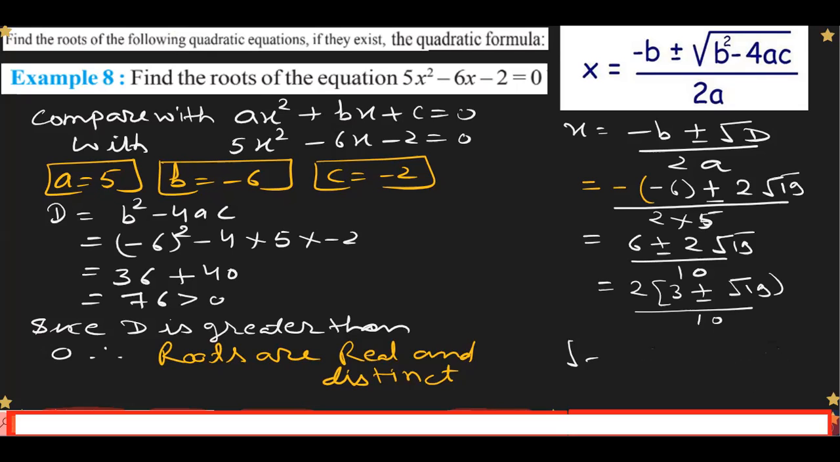19 4 जा 76, 24 4 जा 96, वो थोड़ा सा गलती हो गया. And now you can cancel this by, that is 2 1 ja 2, 2 5 ja 10. So the answer is 3 plus minus रूट 19 अपॉन 5 आंसर. ये इसका आंसर है. आप चाहें तो इसको डिफरेंट फॉर्म में भी लिख सकते हैं, दो बार लिख सकते हैं.